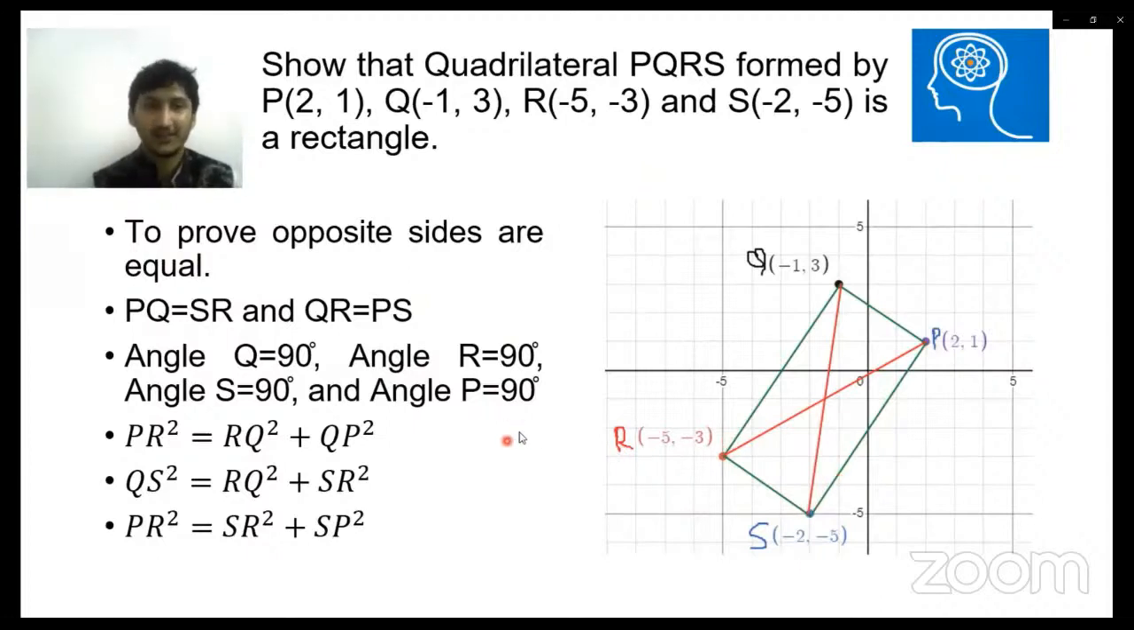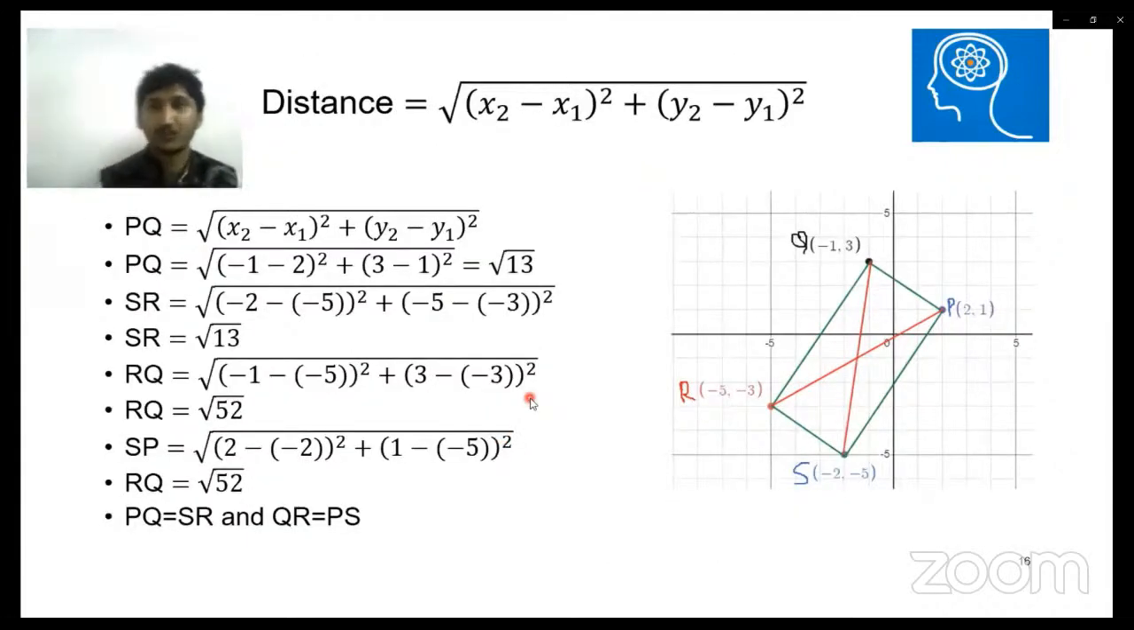So, let us go ahead and use the first property of a parallelogram, to prove that the opposite sides are equal. That is, we'll find out the lengths of PQ, RS, SP and RQ, and if the opposite sides are equal, then we can say that it is a parallelogram. And a rectangle is a special case of a parallelogram where all the angles are 90 degrees. So the first step will be completed when we prove that opposite sides are equal.